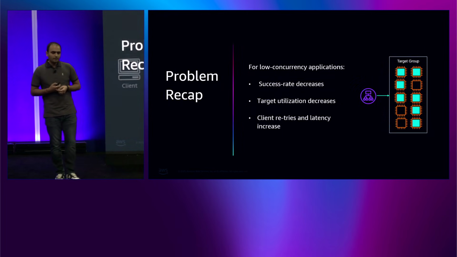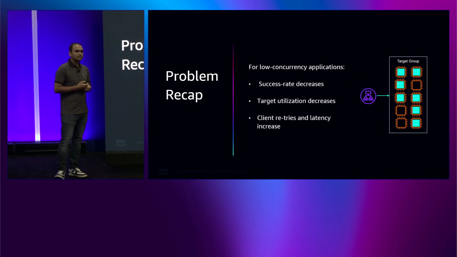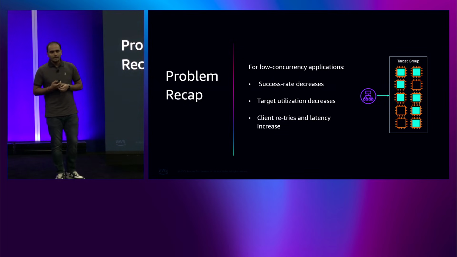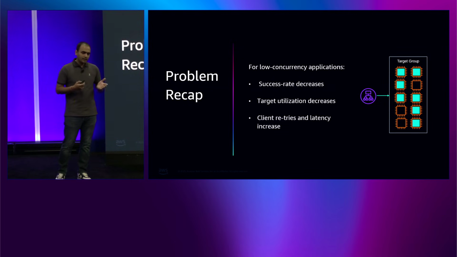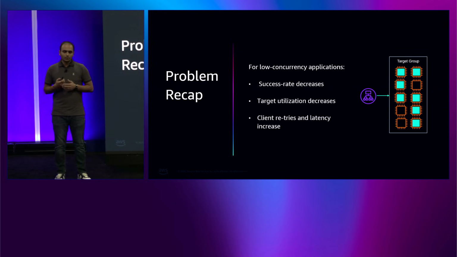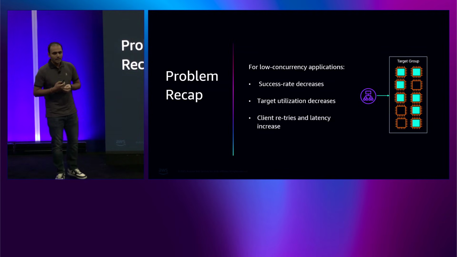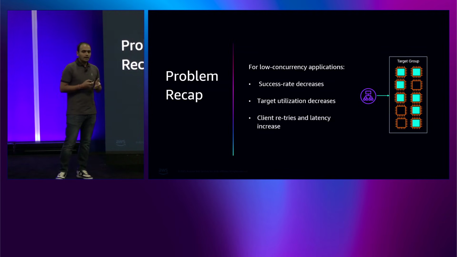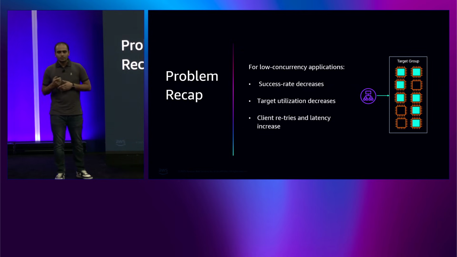As a result, we end up with the same 3 outcomes for low concurrency applications. The success rate of the requests goes down and the error rate increases. The requests that are rejected have to be retried, so the client's perceived latency of the application increases. And we have some targets that are idle and don't receive requests, so the overall utilization of the target group goes down. So that was the problem.